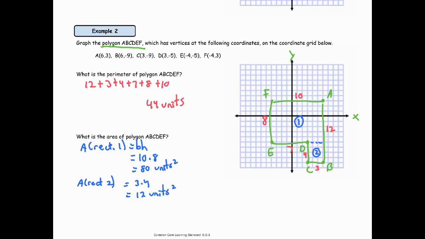So the area of polygon ABCDEF would be the sum of those two areas. So we need to express that area as a sum and show that we're adding those two together. 80 plus 12, which is 92 units squared.